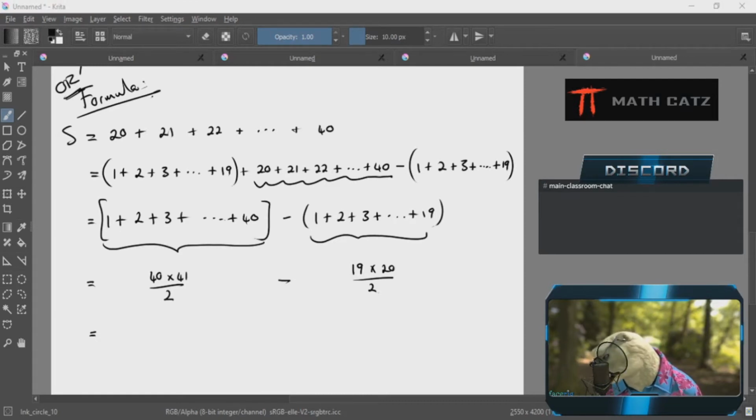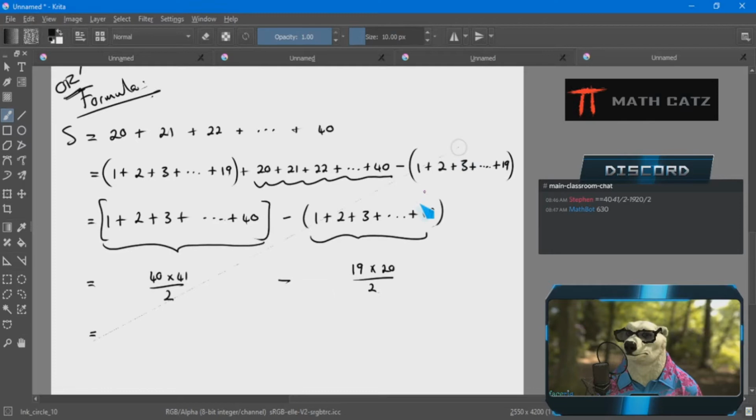40 times 41 divided by 2 minus 19 times 20 divided by 2. MathBot says, what do you say, MathBot? 630. Done.